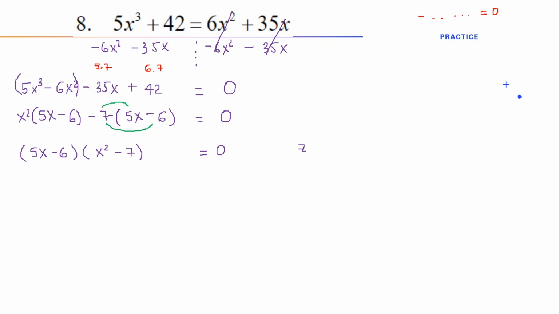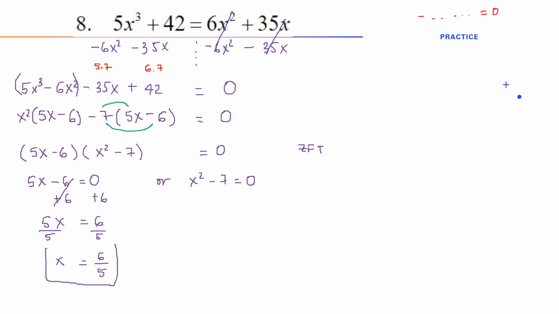Now we can use the zero factor theorem, right? So 5x minus 6 equals 0, or x squared minus 7 equals 0. We add 6 to both sides. That cancels. We're left with 5x equals 6. Divide both sides by 5. x equals 6 over 5. That's one root. We need 2 more because our degree is 3.